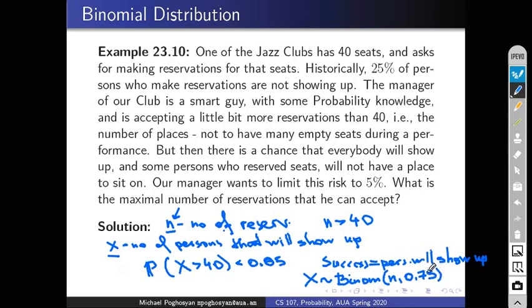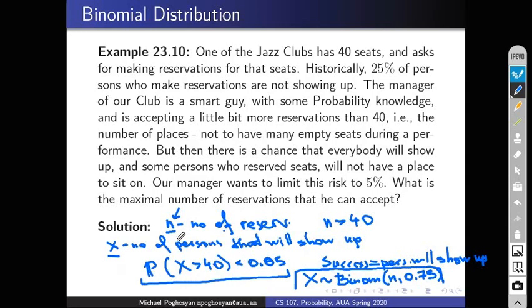Now we have the distribution of X, binomial distribution, and we want to calculate the probability that X will be larger than 40. Okay, and we will find the largest number n such that this probability is less or equal than 0.05. Okay, now having this binomial n, 0.75 distribution, we will calculate this probability with R.